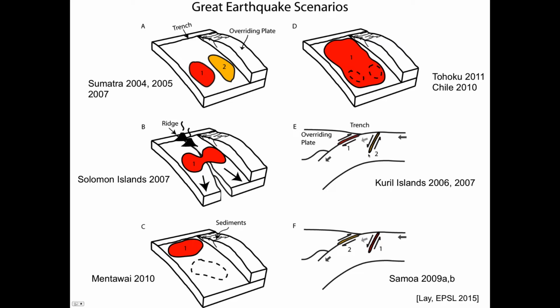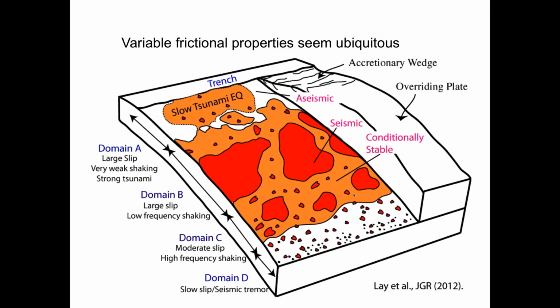We've seen thrusting trigger normal faulting, as in the Kuril Island sequence. We've seen normal faulting trigger thrust faulting, as in the Samoa sequence. So we know that strong interactions and complexity can occur. I haven't been able to talk about the 2012 strike slip events offshore of Sumatra, which rupture on 4 or 5 planes. That's also a great demonstration of rupture complexity.